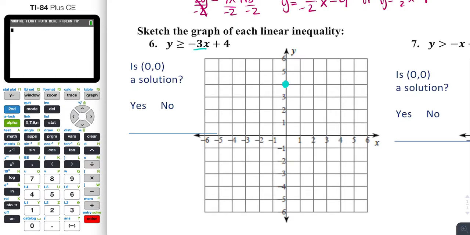So that means -3 over 1. So that means we're going to go down 3, and then we're going to go to the right 1. And down 3, to the right 1. Just keep repeating that. Okay?